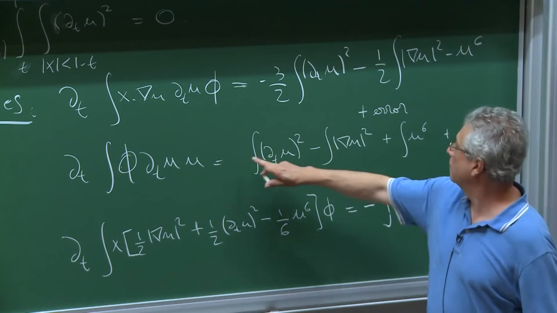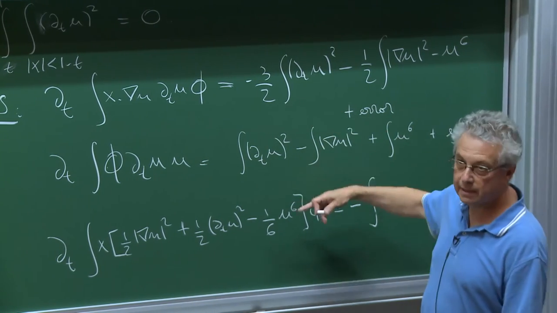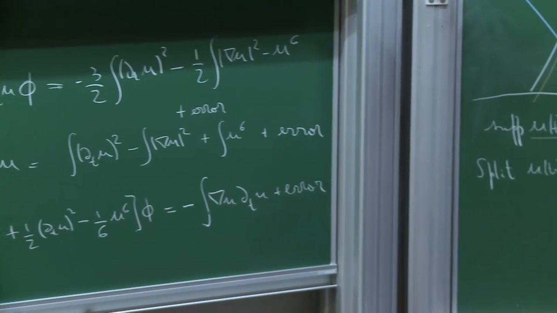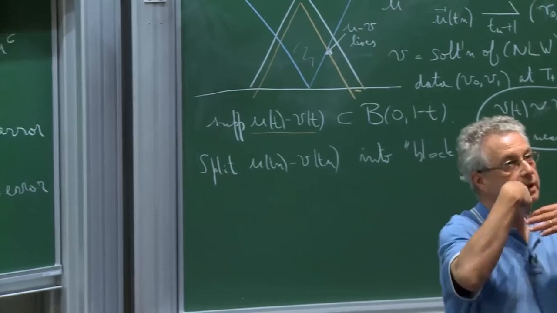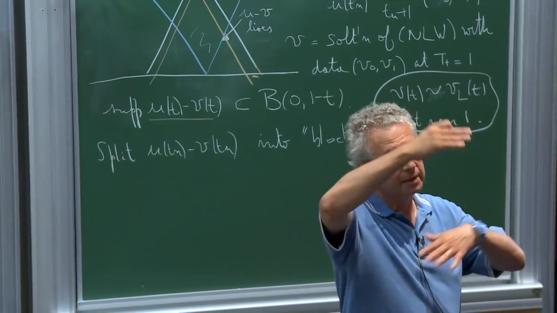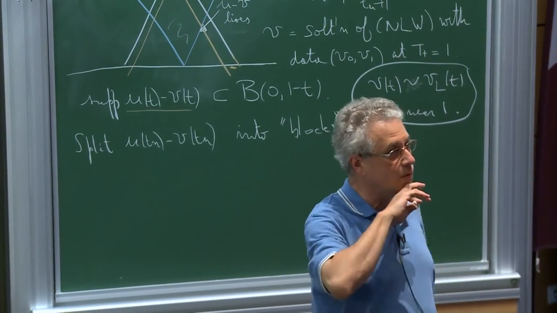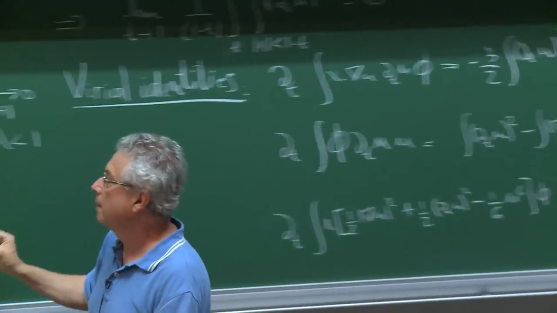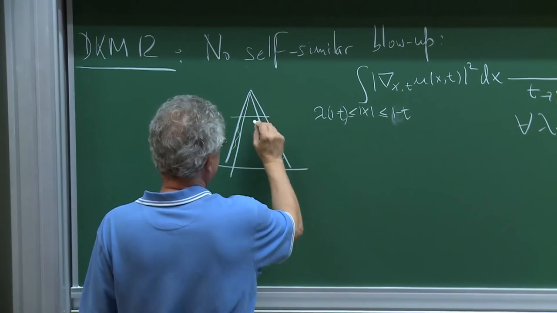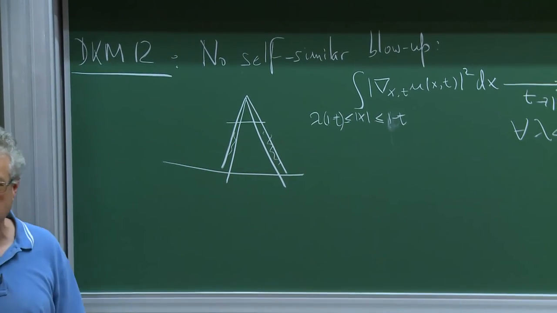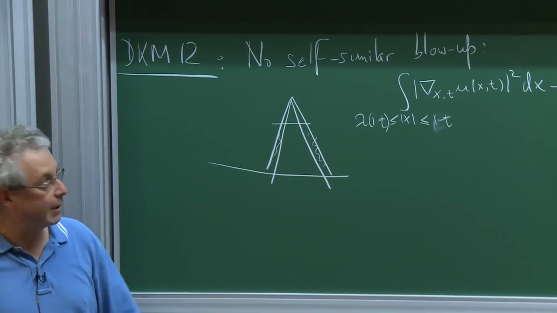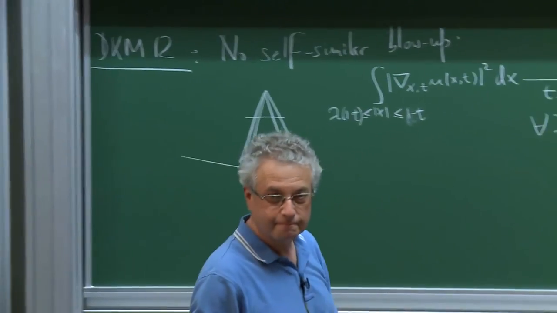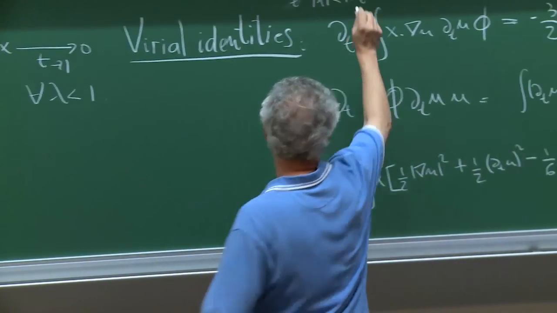We multiply this one by 1/2 and we add them. And that isolates minus the time derivative squared plus the error. And we do the integration in time. And the time integral makes things go to zero, provided that we choose this cutoff function to be like that, supported in that situation. And the errors go to zero because there's no self-similar blow-up. And that's how you prove this.